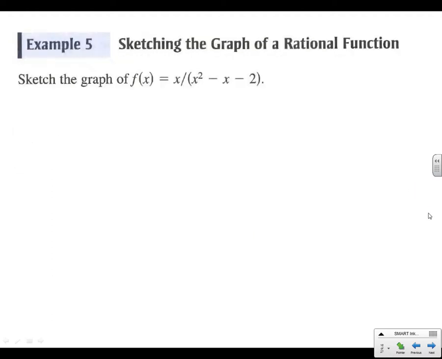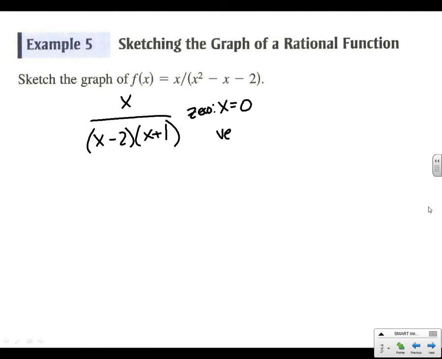All right, getting a little more complicated here. X over x squared minus x minus 2. Very first thing we've got to do is simplify if possible. We can factor the denominator. X minus 2, x plus 1 makes things easier for us. Okay? So we're going to have a 0 at x equals 0. So this is our 0 from the numerator. A vertical asymptote at 2 and -1.